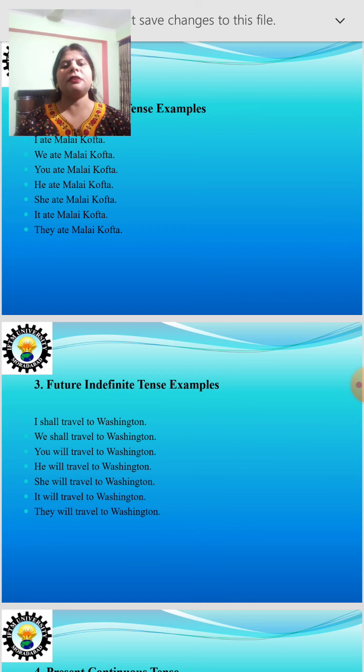Future indefinite tense. In future indefinite tense we use shall or will plus the first form of the verb. I shall travel to Washington. You will travel to Washington. With I and we we use shall, and with the others we use will. He will travel to Washington. They will travel to Washington.